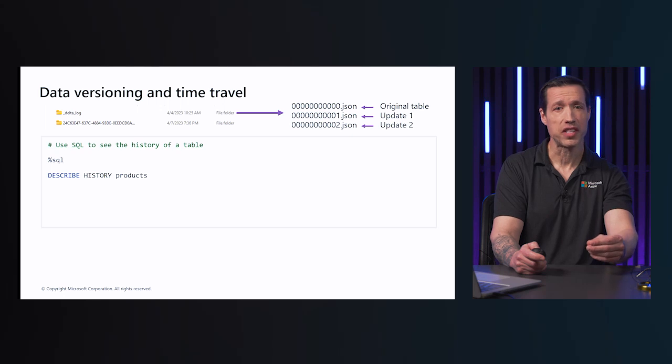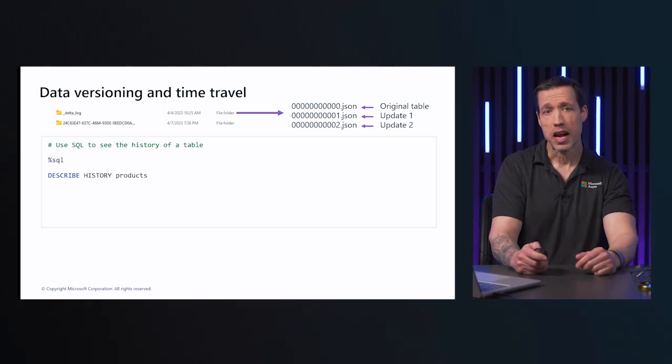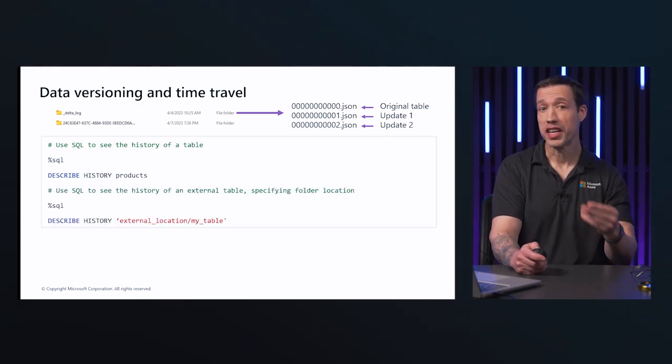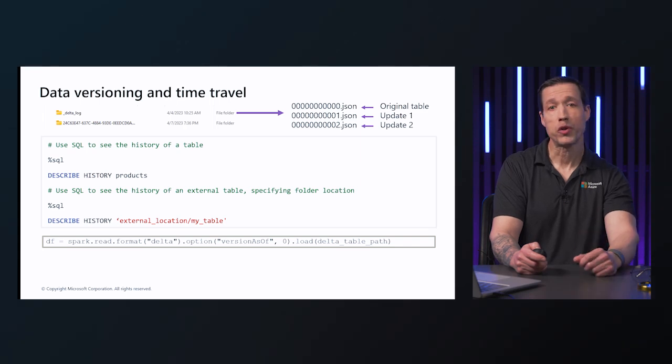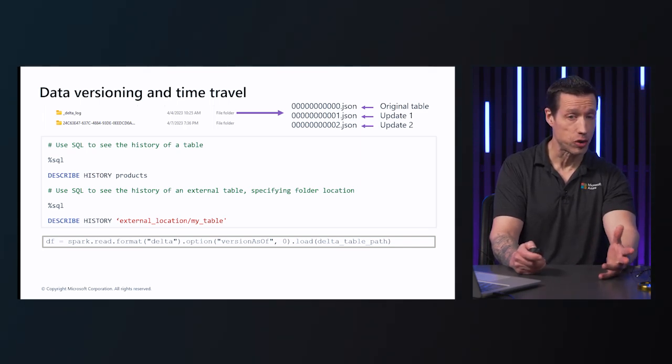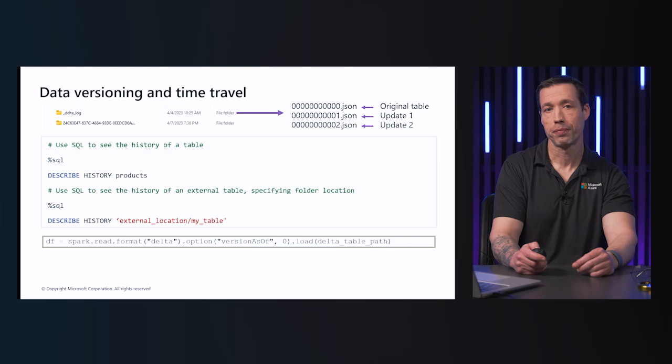To see the history of a table, you can use the describe SQL command as shown here, and the results of the statement show the transactions that have been applied to the table. To see the history of an external table, you can specify the folder location instead of the table name. You can retrieve data from a specific version of the data by reading the Delta file location into a data frame, specifying the version required as a version as of option.